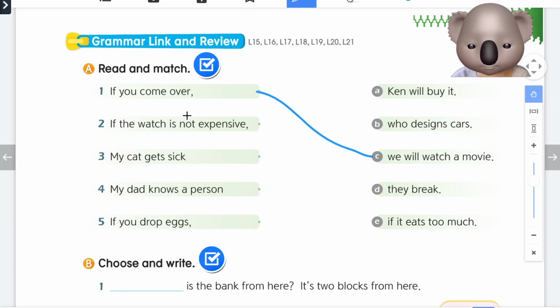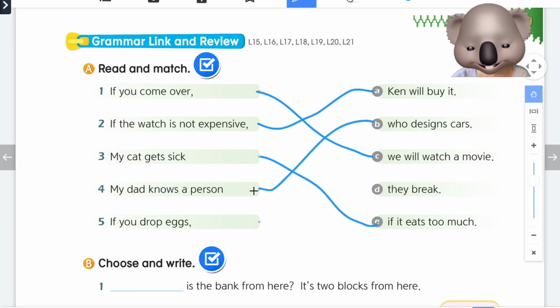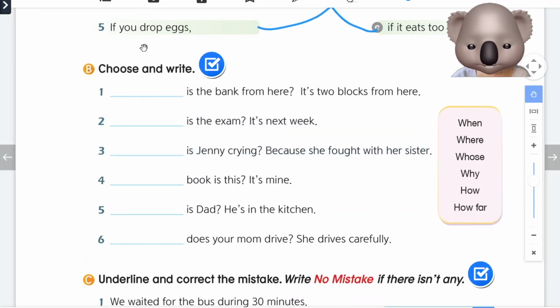Number 2, if the watch is not expensive, 비싸지 않으면 살 것이다. Can will buy it. Number 3, my cat gets sick. 만약에 너무 많이 먹을 때. If it eats too much. Number 4, my dad knows a person. 누구? Who designs cars. And number 5, if you drop eggs, they break. 깨지잖아. In part B, we need to choose and write using when, where, whose, why, how, and how far.